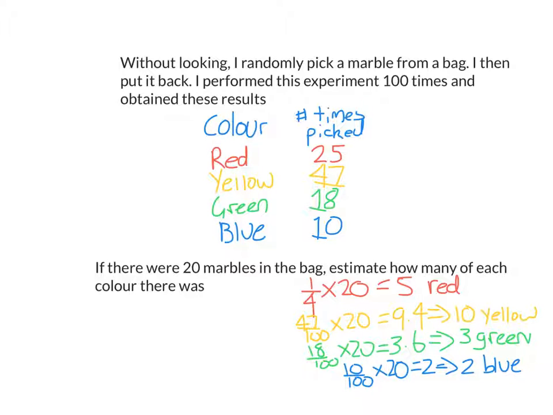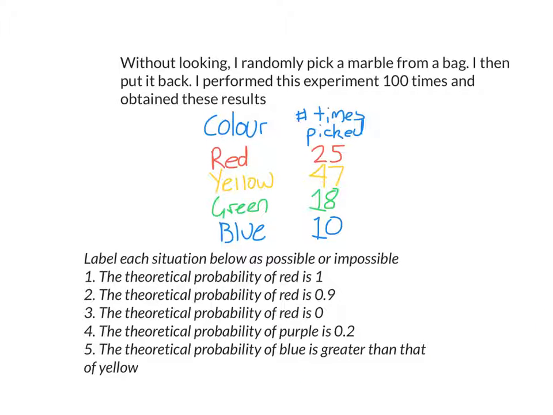So now we're going to look at the link between the experimental probabilities and possible values for the theoretical probability. Again, please pause and copy down the bottom if you need. So we have 5 statements here, and we're going to go through each one and determine whether it's possible or impossible. So firstly, it says, is it possible that the theoretical probability of red is actually 1? So let's think about what that means.